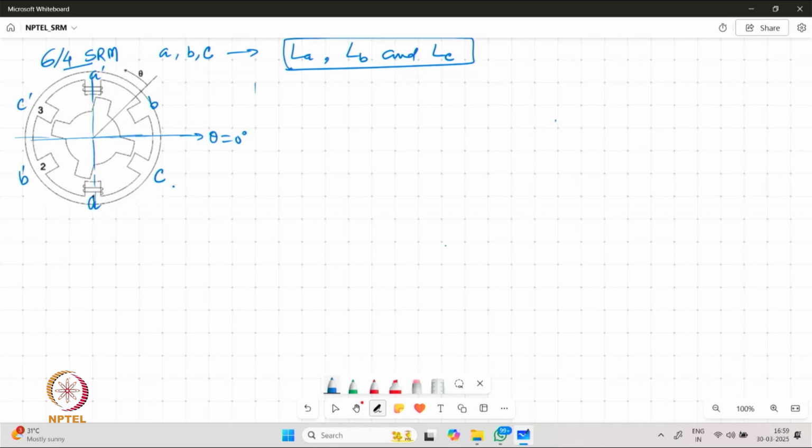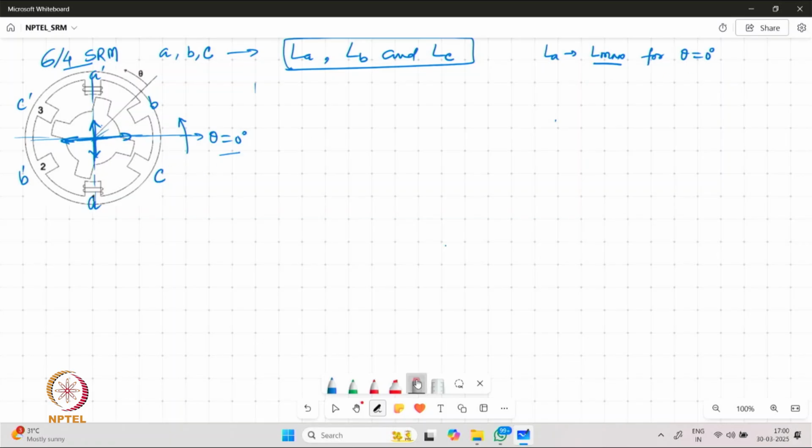Now, as we move further, as the rotor starts moving, we can show the rotor projections by arrows, which are marked here in the position of theta equals 0. And what we find is that it will be aligned along A and A dash, which means LA is going to be at maximum inductance value for theta equals 0 degree.